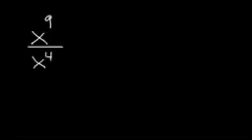Now what is x to the 9 divided by x to the 4? Whenever you're dividing, you need to subtract the exponents. 9 minus 4 is 5.